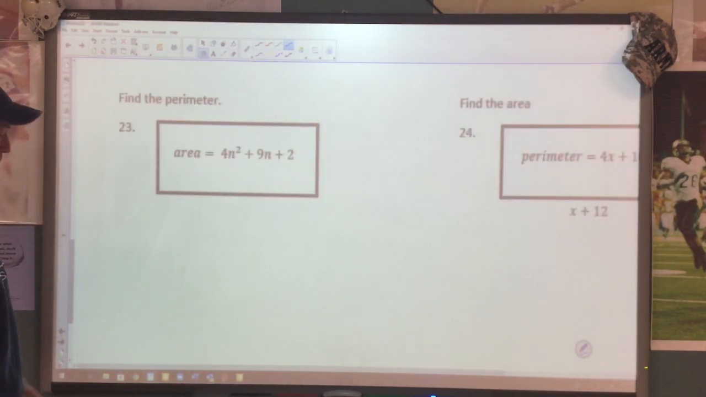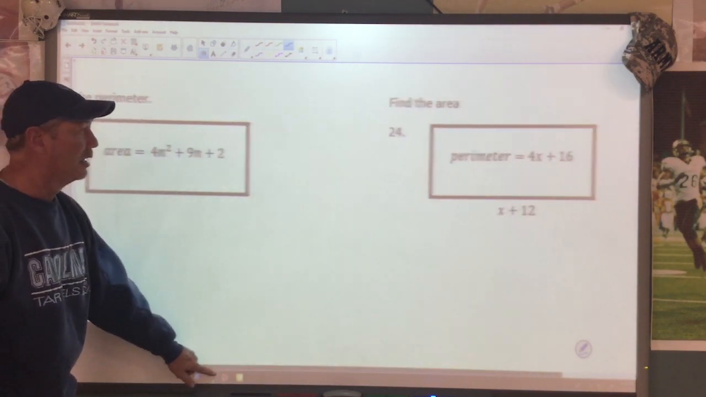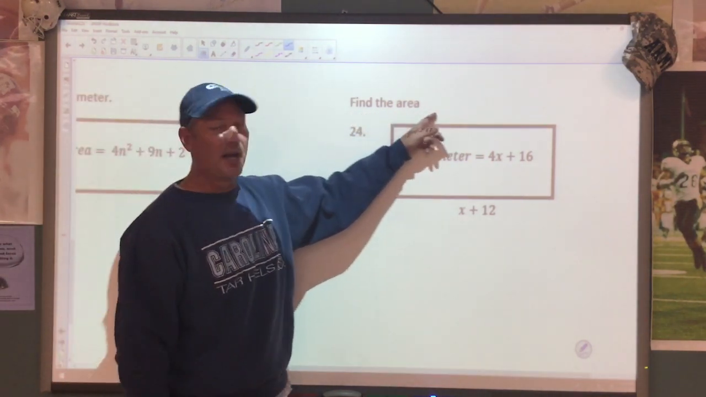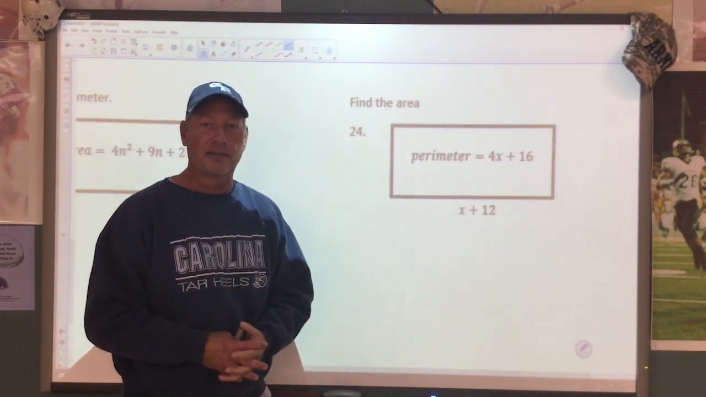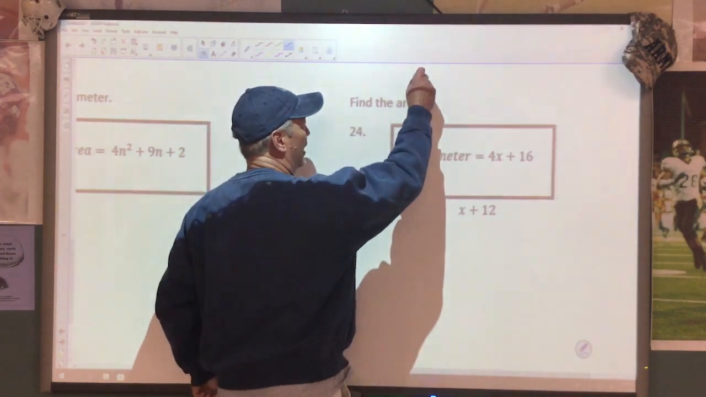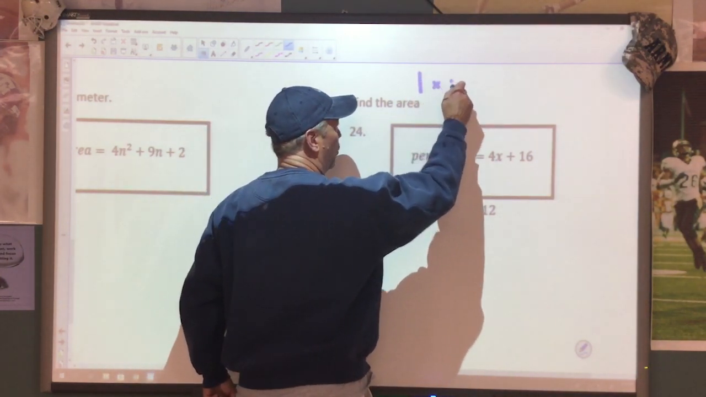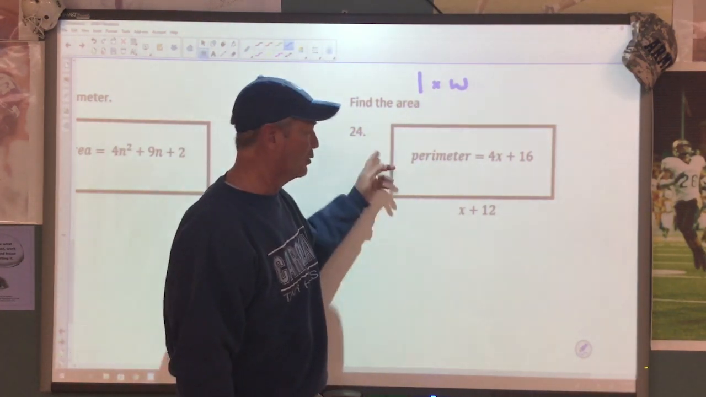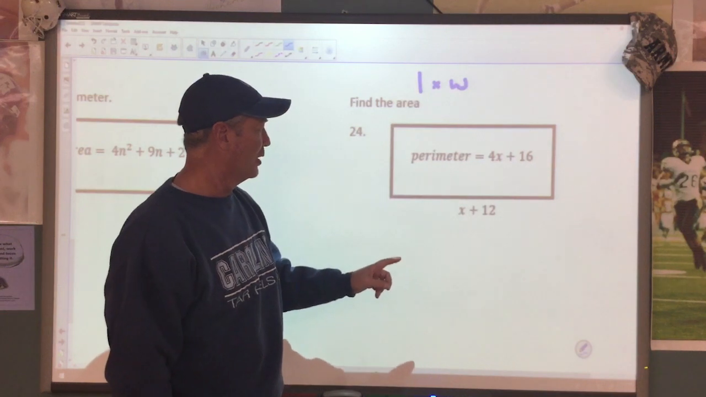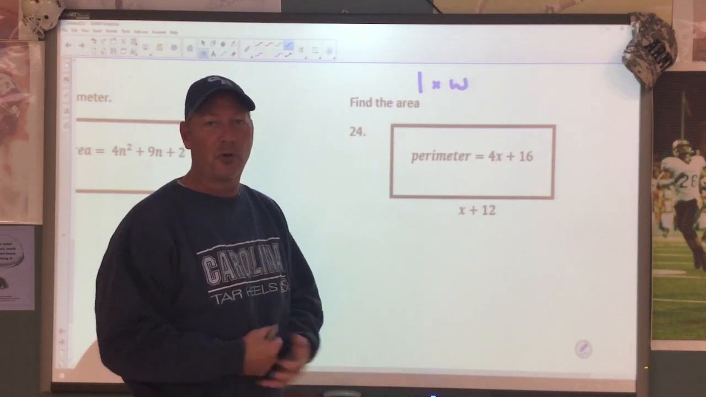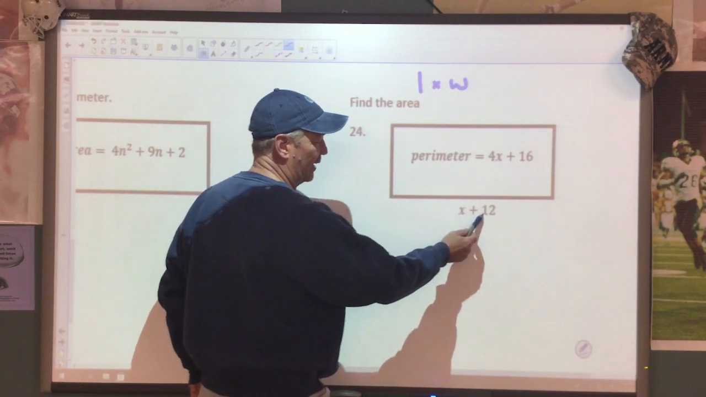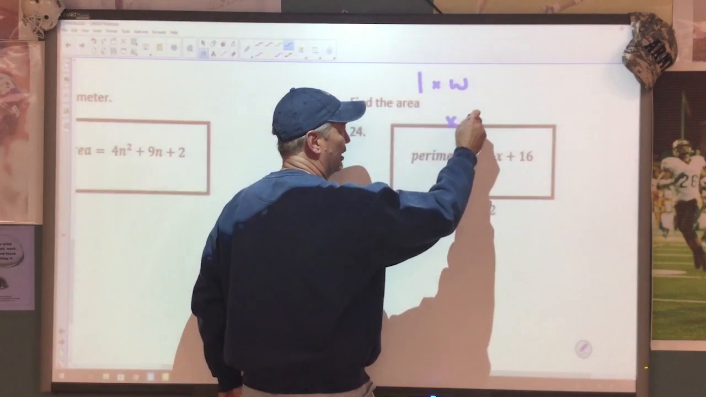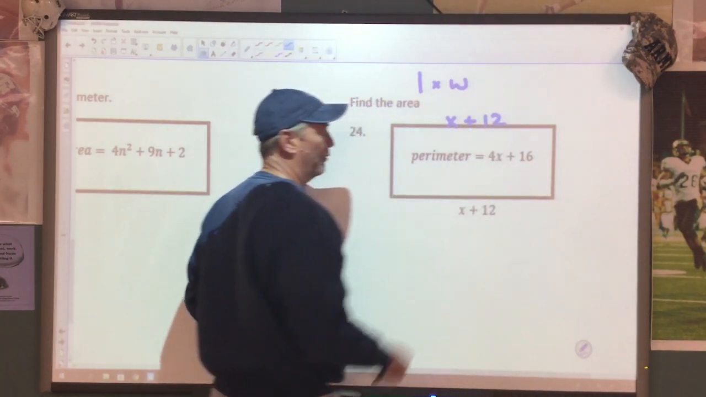Last problem, a little bit tricky. Let me show you this. They're going to ask us to find the area. How do you find the area of a rectangle? Well, you could tell me that it is length times width. You could say it's base times height, but you're going to have to multiply these two sides. The question is, how do you find this? What are we going to use to multiply? If this is x plus 12 on a rectangle, this is also x plus 12.